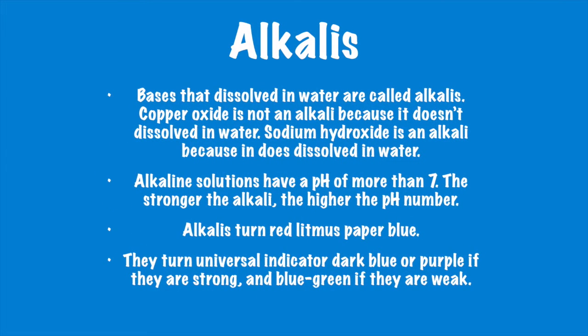Bases that dissolve in water are called alkalis. One of the examples of alkalis is sodium hydroxide. Alkaline solutions have a pH of more than 7. The stronger the alkali, the higher the pH number. Alkalis turn red litmus paper blue. They turn universal indicator dark blue or purple if they are strong, and blue-green if they are weak.